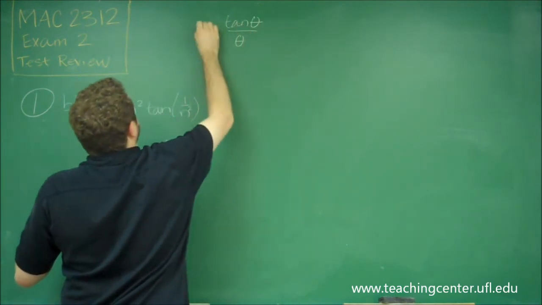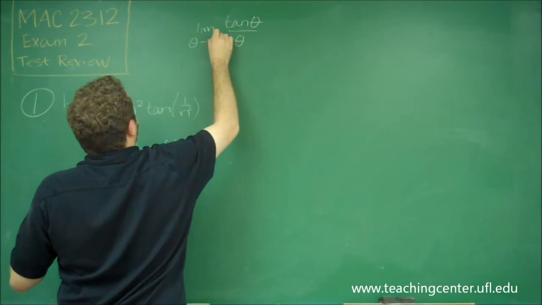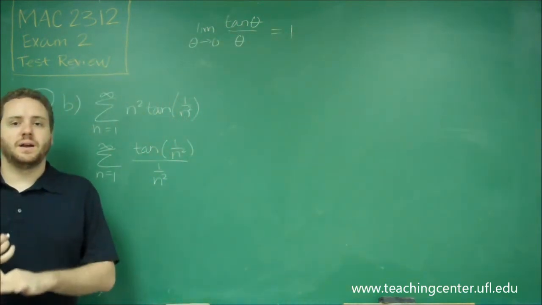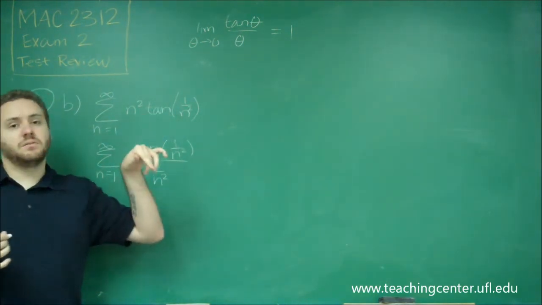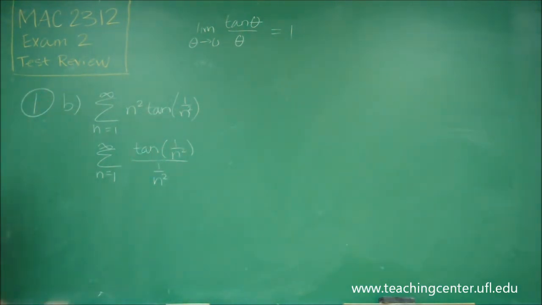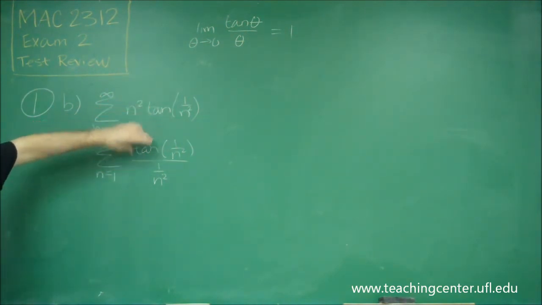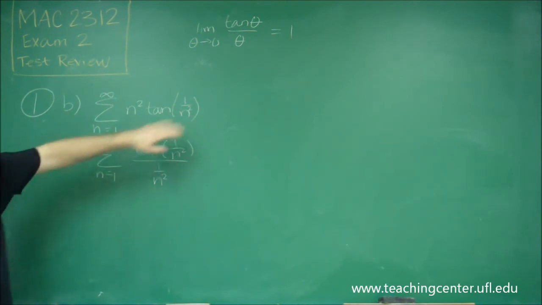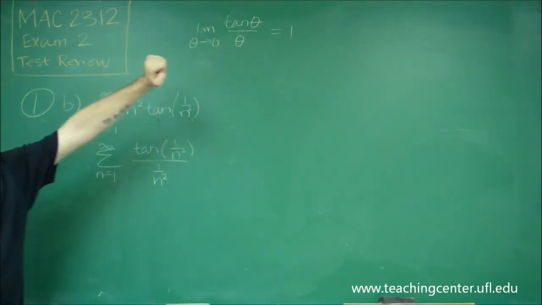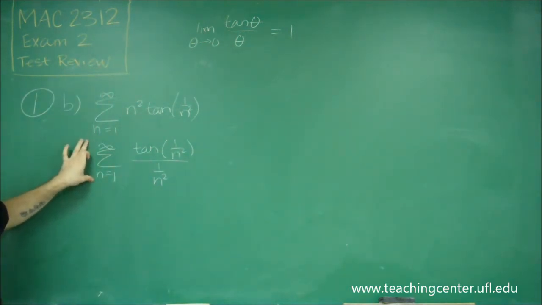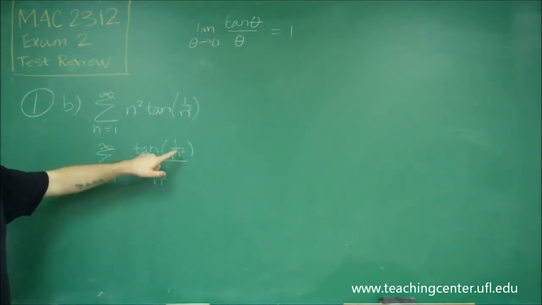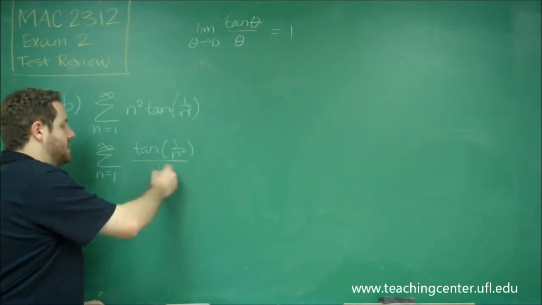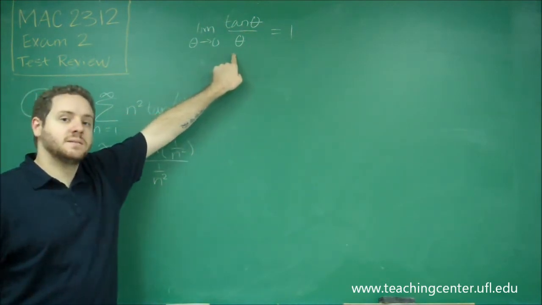tangent of theta over theta as theta goes to 0 is equal to 1. That's a limit identity that you probably had in Calc 1. Same thing with sine theta over theta, tan theta over theta. So we have exactly that, where theta is 1 over n squared. So the only thing we need to be sure of is that that quantity is going to 0. Now n is going to infinity, which means 1 over n squared is going to 0 because we have 1 over infinity. So this is really like tangent of 0 over 0, which is exactly what this says.